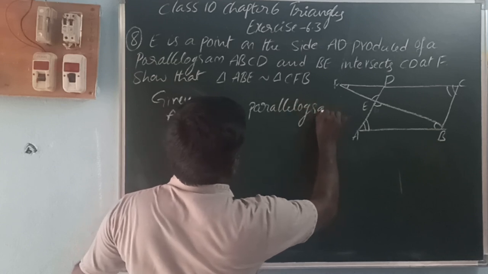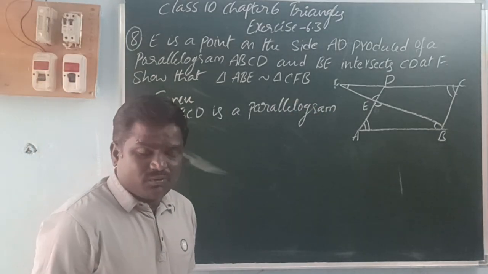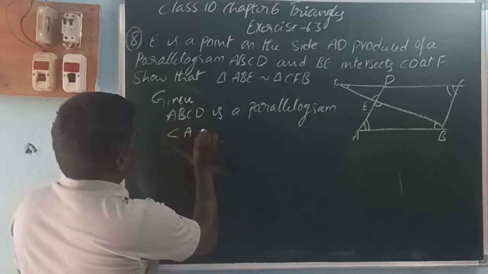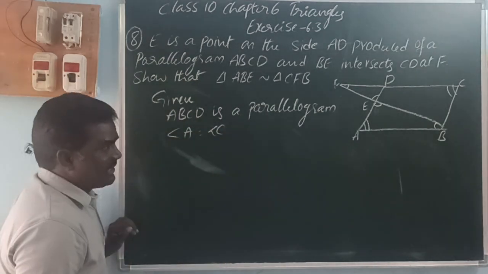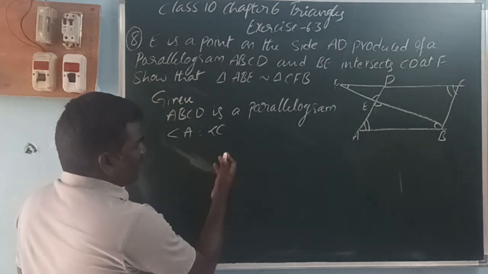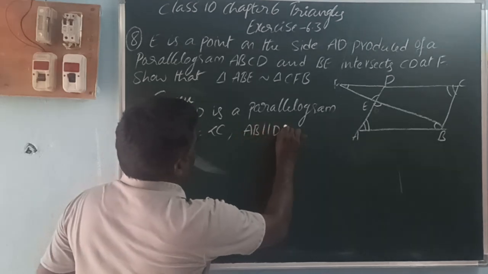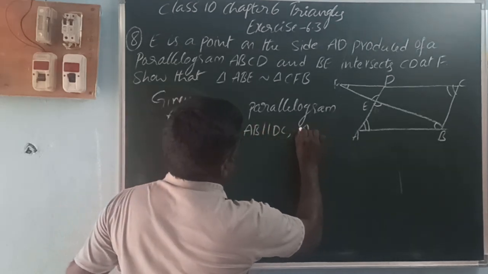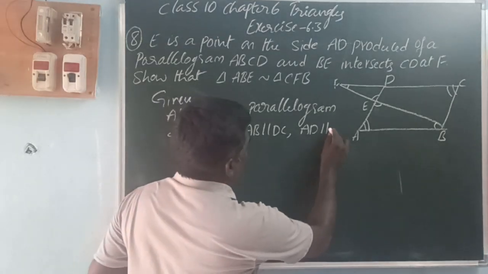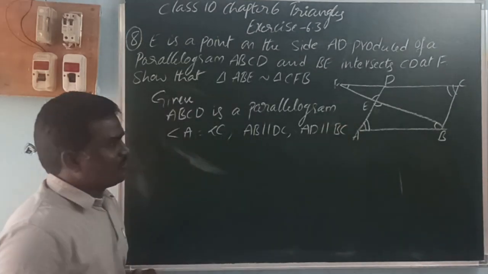So what is called a parallelogram? In a quadrilateral, opposite sides are equal and opposite angles are equal. So here angle A is equal to angle C. Next, angle B is equal to angle D. Next, AB is parallel to DC. Next, AD is parallel to BC.